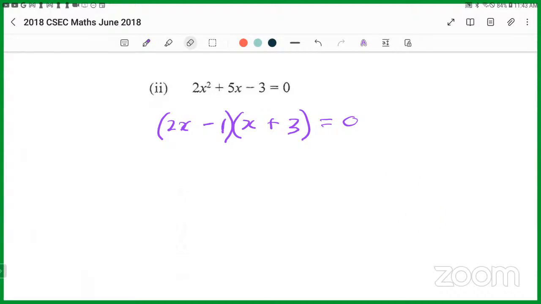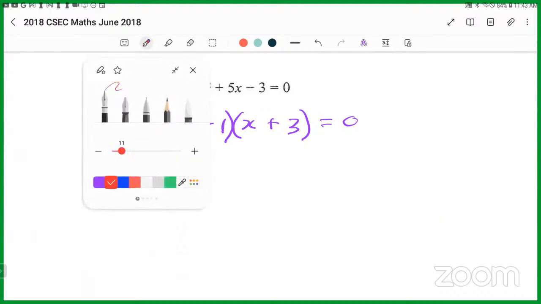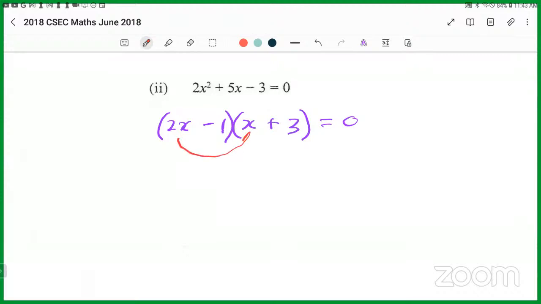Look. Mute your mic, please. Somebody's mic is open.